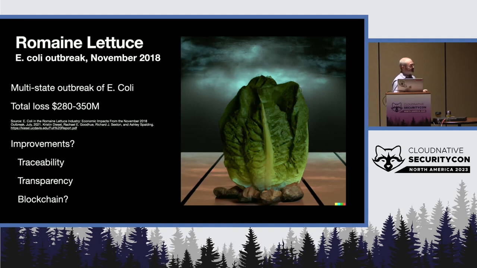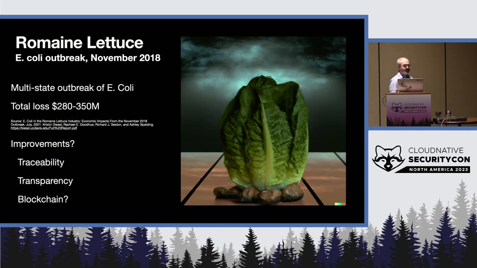Let's talk about why blockchain is going to save the world. Not really. In November of 2018, there was an outbreak of E. coli in the US and Canada, which was linked to romaine lettuce. 62 people in 16 states were infected over roughly 2 months. The source of this outbreak was identified, and the produce was recalled. And on the surface, it looks like a success.